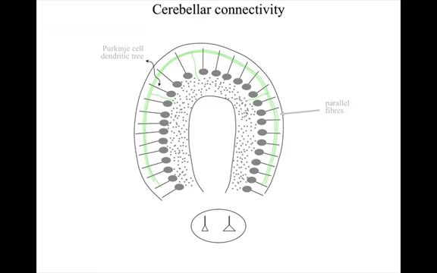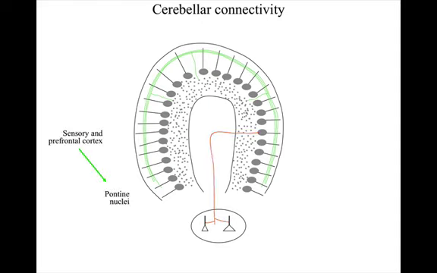If a parallel fiber synapses on a Purkinje dendrite, it only makes one or perhaps two synapses. In the cerebellar nuclei, there are two types of projection neurons, and the Purkinje cells are inhibitory and target both types.